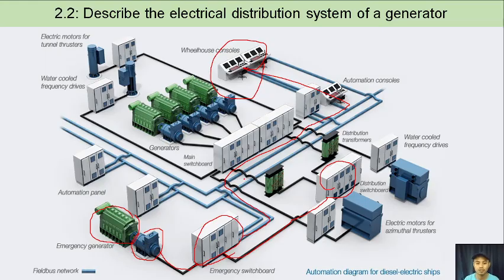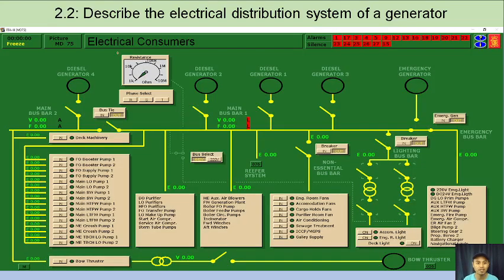So what are these consumers? Here's an example of electrical consumers on a ship. As you can see here, we have different electrical consumers, so many electrical consumers. But if ever there is an emergency blackout and only the emergency generator is running, it automatically will only supply this one, only this one. The line in here will be cut off, and there will be no supply to the other consumers.